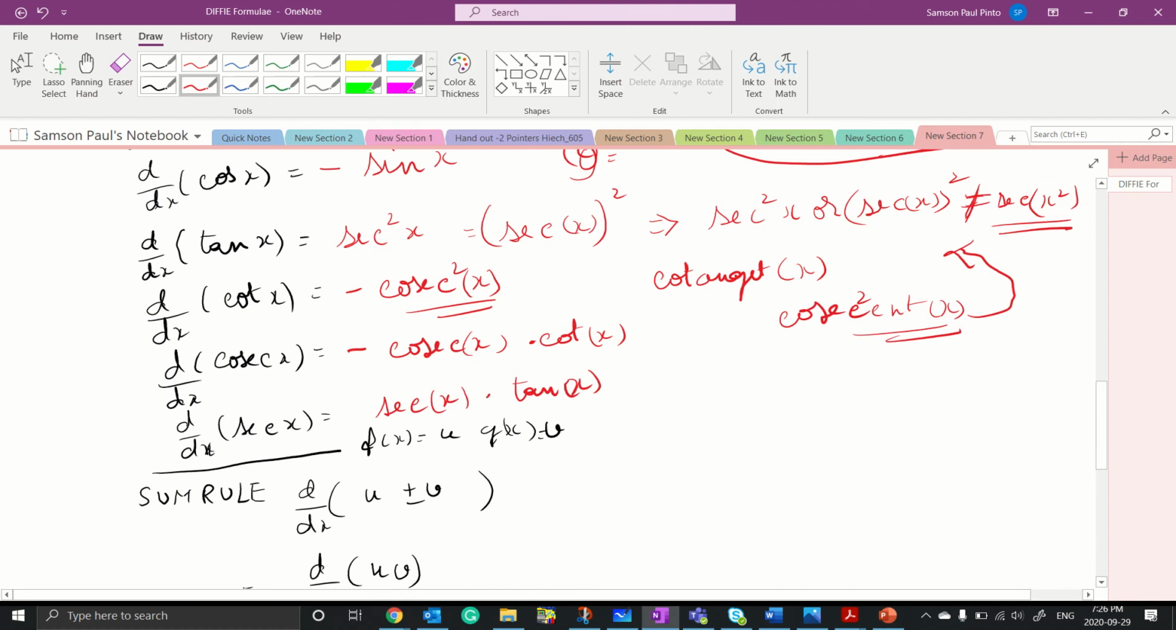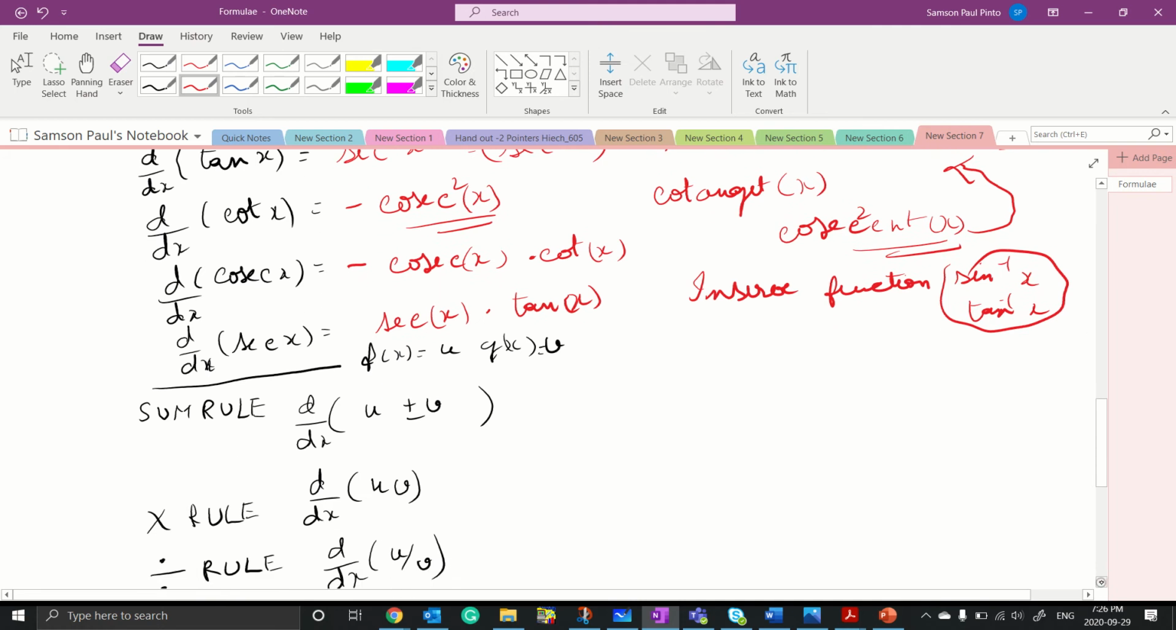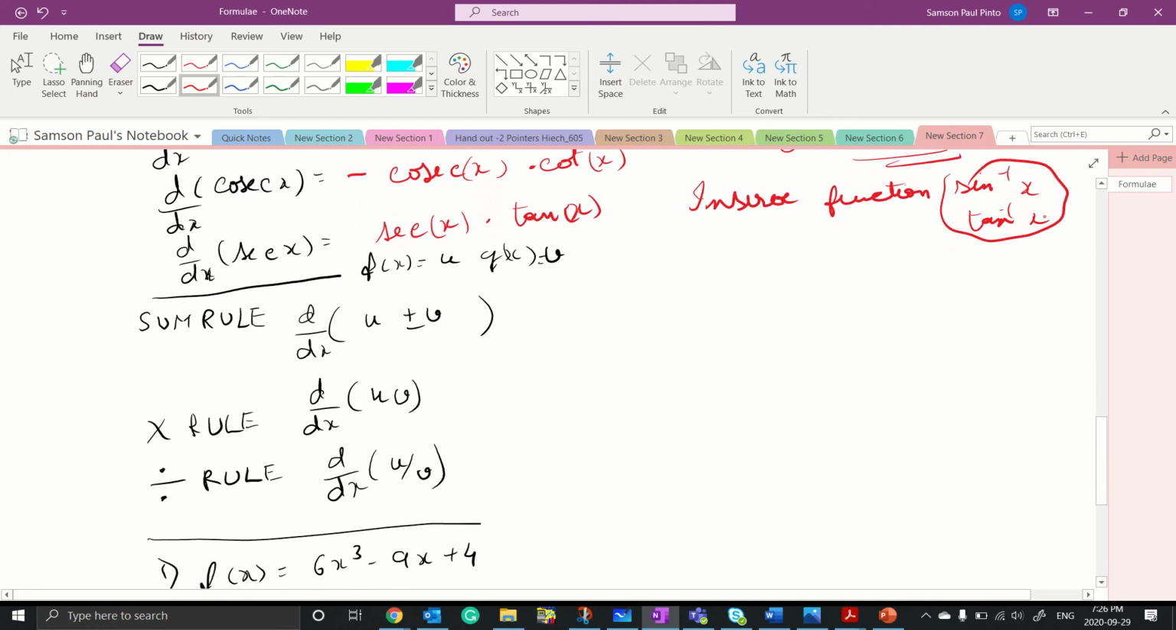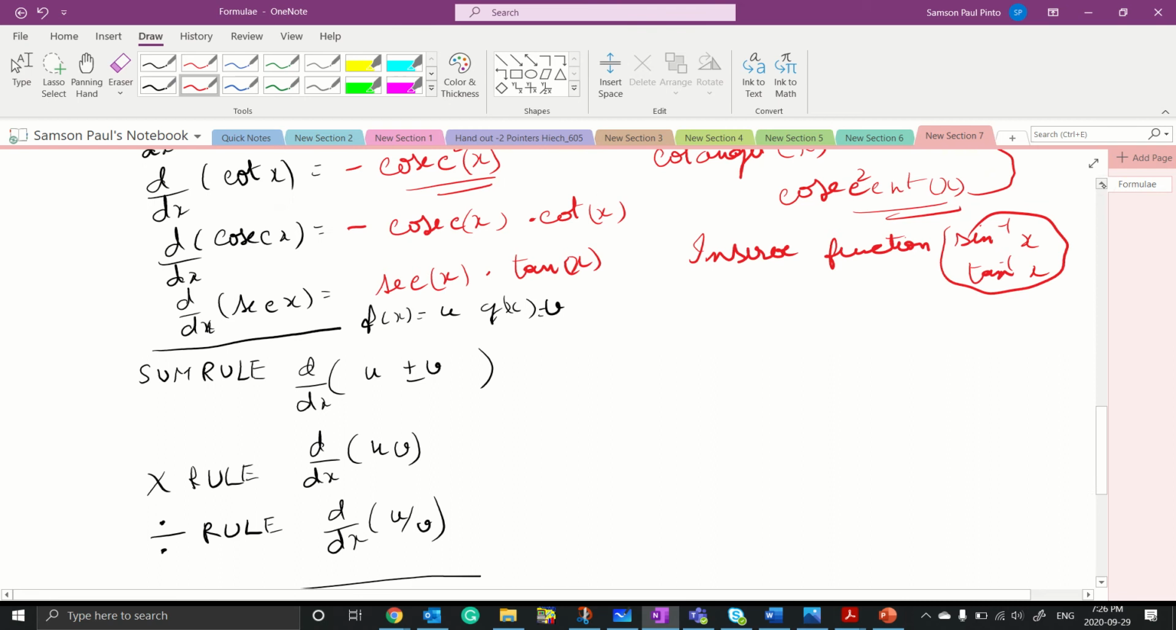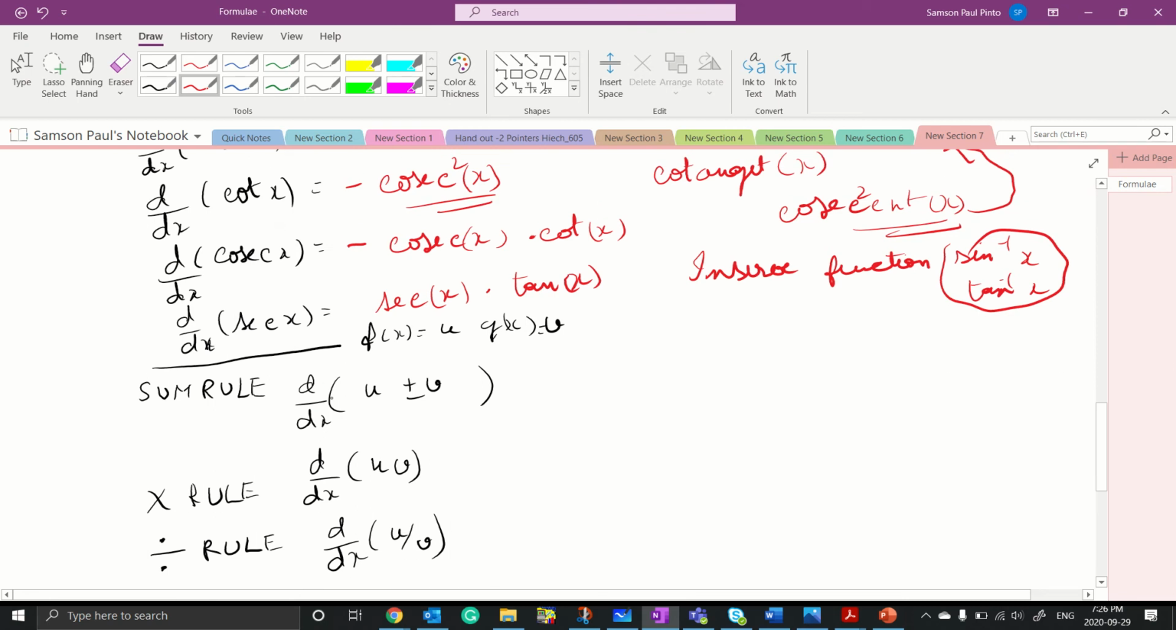These are some basic formulas, and further we will be dealing with inverse functions, which will come later, like sine inverse of x and tan inverse of x. We will come to that when we solve those problems. But basically there are some rules you should follow while differentiating, and I'm going to discuss those here, along with maybe 3 or 4 problems on how to apply 1 or 2 rules.